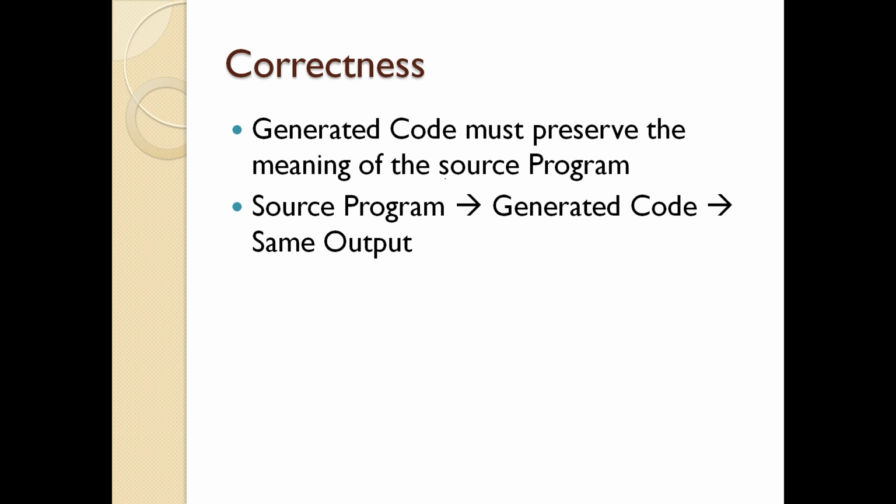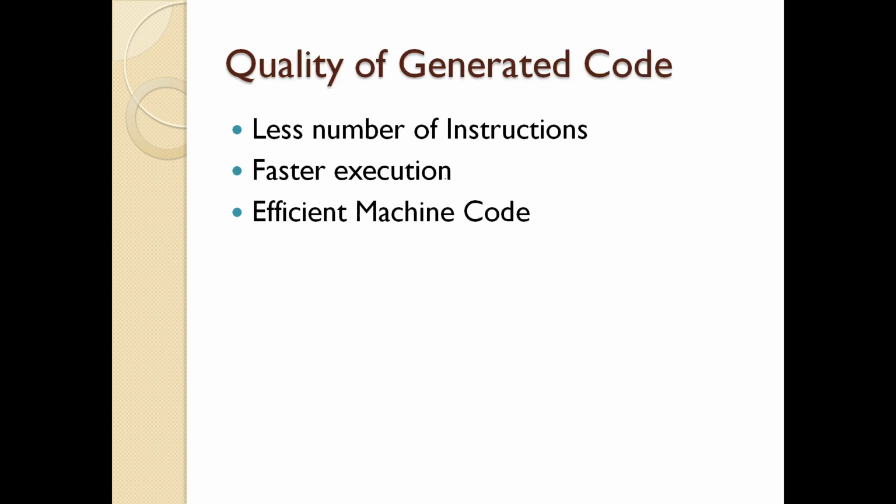Next one, quality of the generated code. Two routes are there to college, a long route and a short route. If there are two routes to reach your college, what do we choose normally? We choose the shorter and faster route, right? Similarly, the code generator should produce efficient machine code: fewer instructions, faster execution, and efficient utilization of resources.